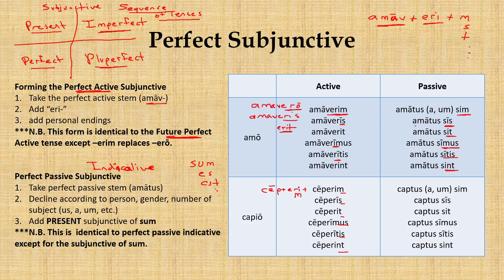But otherwise, the perfect passive subjunctive is formed exactly the same as our perfect passive indicative. Namely, the perfect passive stem, or the fourth principal part, is essentially an adjective or a periphrastic tense with its subject. So an example of the indicative form is the poet was loved. So we'll just keep it simple. The poet was loved.